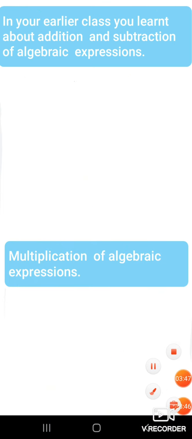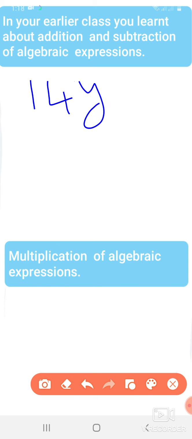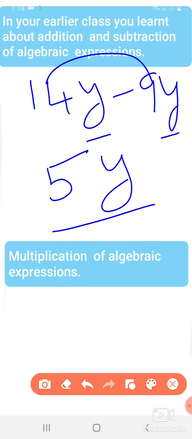Now I want to give one example for subtraction also. Let me take 14y minus 9y. Here also we have the same variable, so we can subtract the numbers. 14 minus 9, yes, 5. And the variable is y, so the answer is 5y. Is it clear, students? Yes.